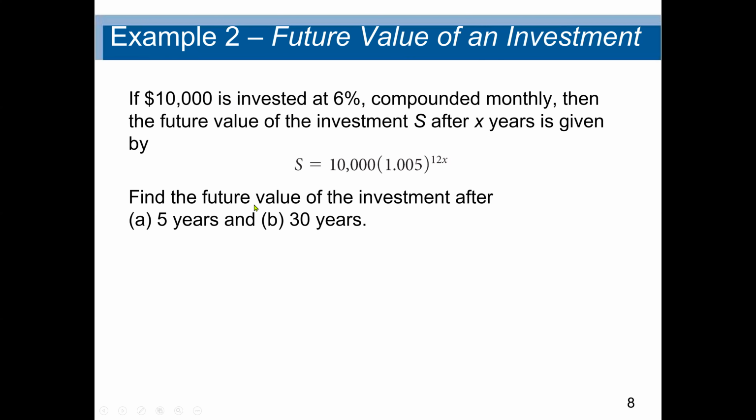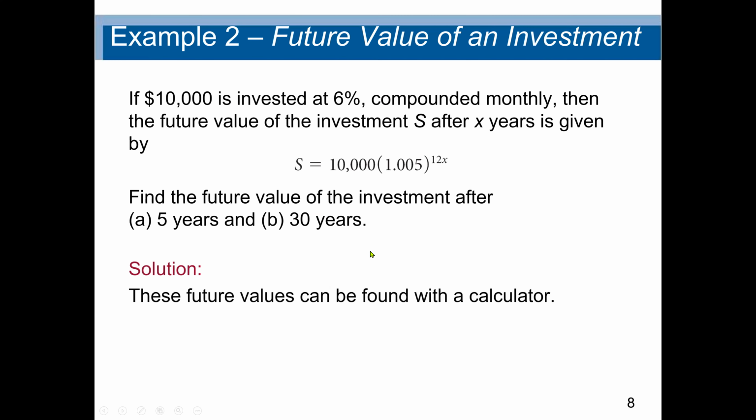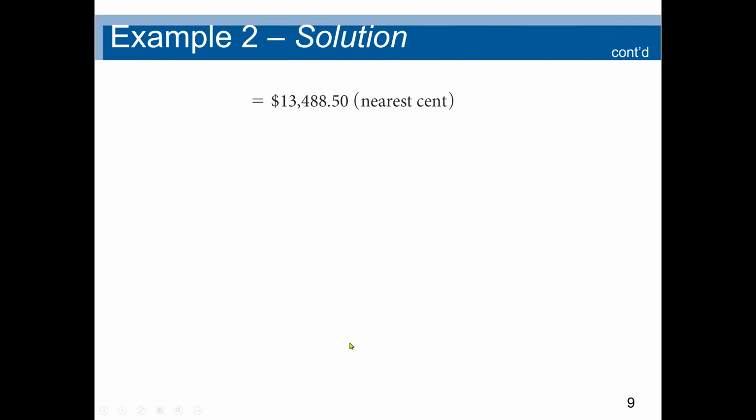Now, our goal is to find the future value of the investment after 5 years. So we just plug 5 in for x here. So here we get the solution: S equals 10,000 times 1.005 to the power 12 times 5. Using our calculator, we will get roughly $13,488.50.